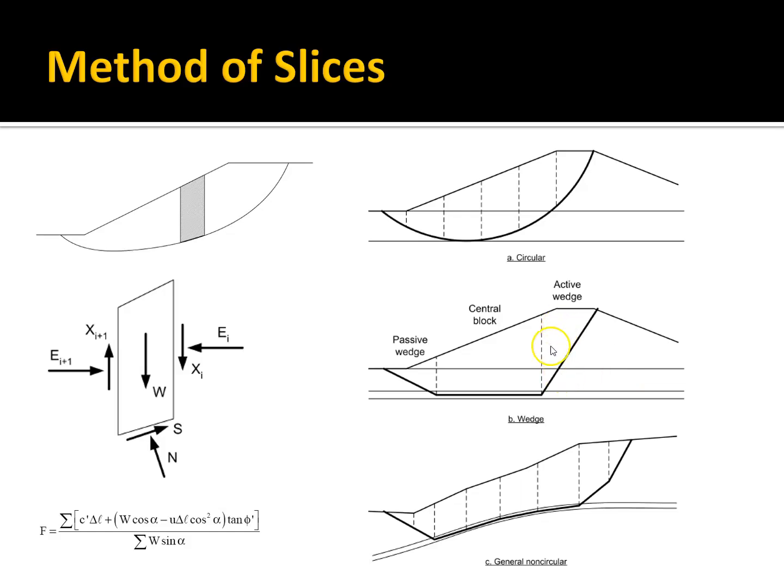Sometimes you use a wedge analysis where you have an active wedge, a central block, and a passive wedge. This would have 3 slices. And this is a general non-circular case where you just break it up into any number of slices.